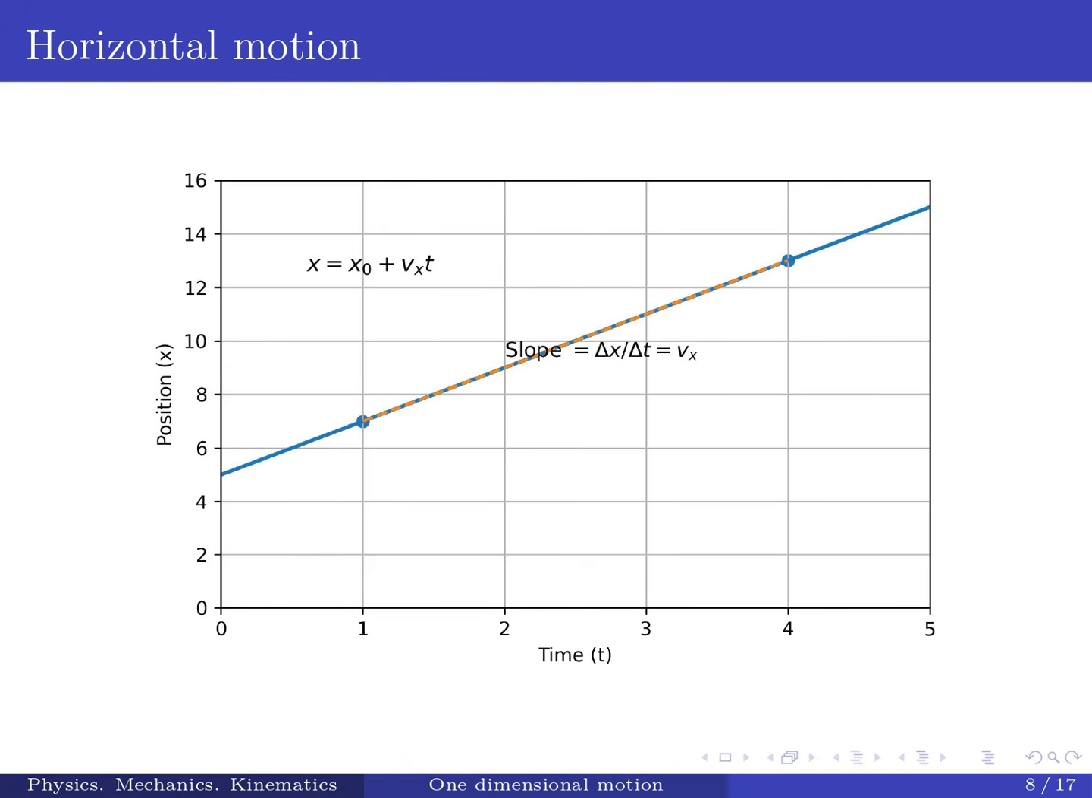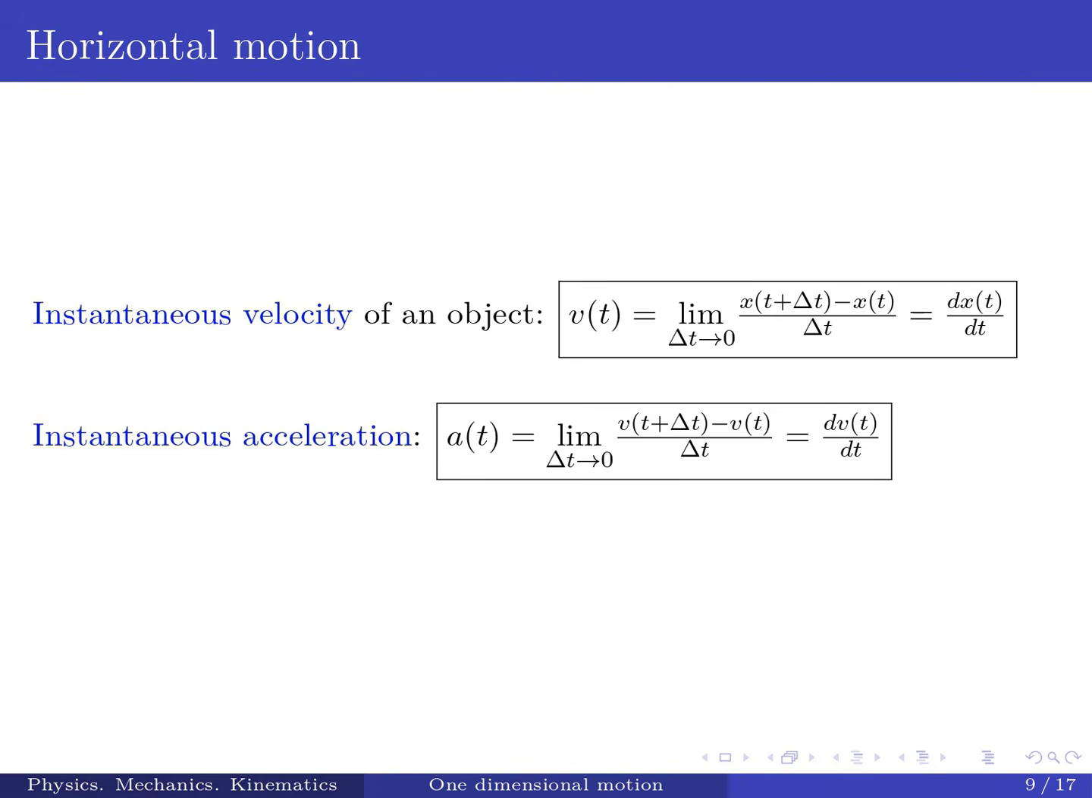Here the graph is a straight line, meaning there is no acceleration, and the object moves with constant velocity. The equation that describes this motion is known as the equation of motion. We have now seen how to calculate the average velocity between 2 positions.